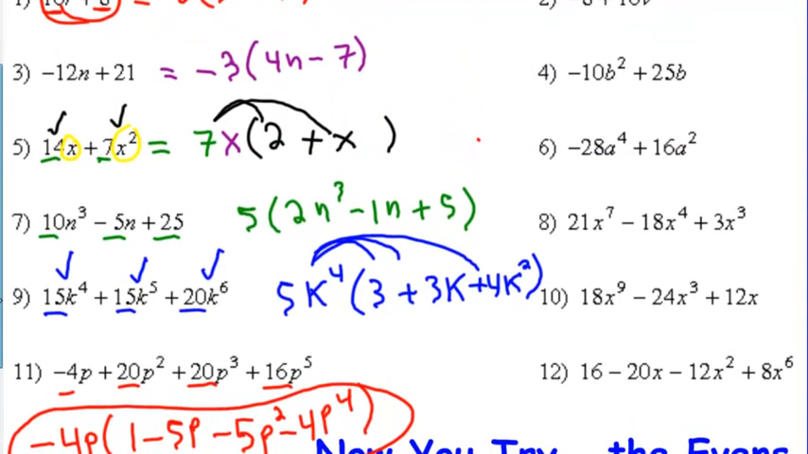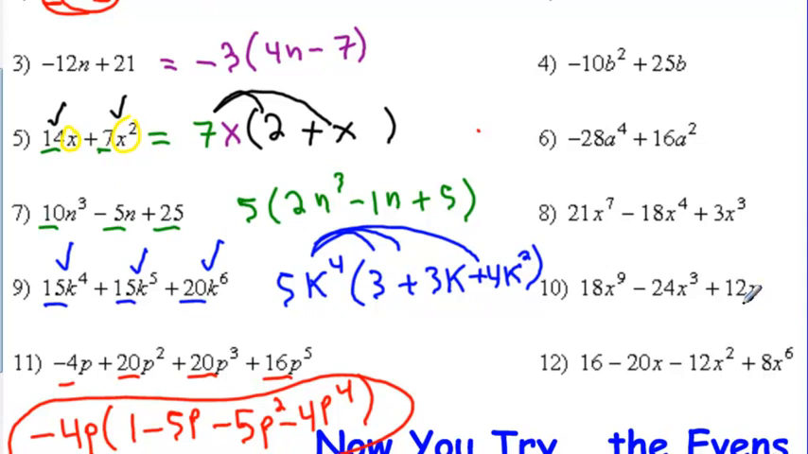Take your time going through these problems. They are very important. Very important. And make sure you're taking out the greatest common factor. Pay attention to the numbers first, the coefficients. Take that number out and then pay attention to the variables. Do it in 2 steps.